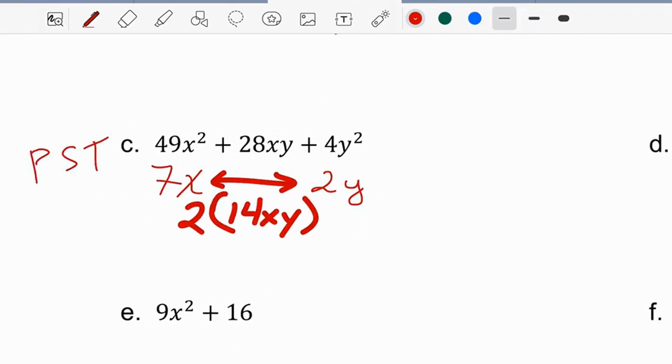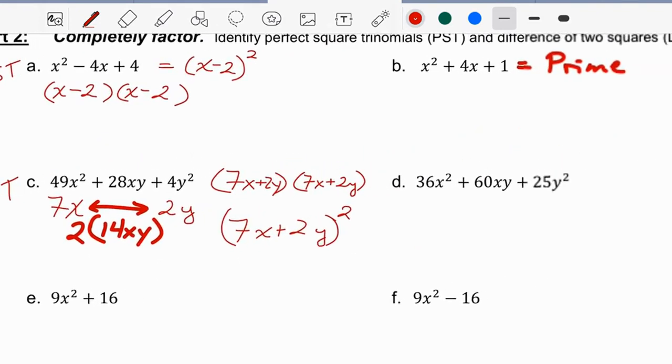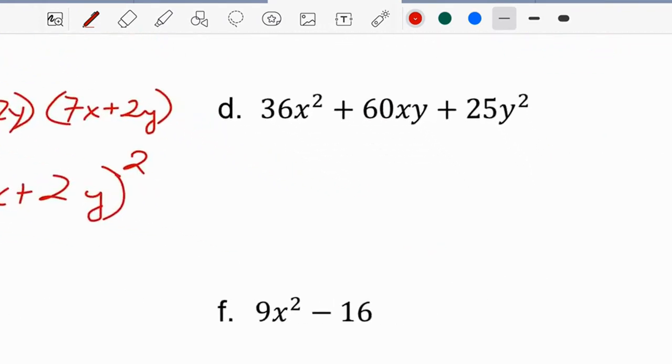You see, what's happening here is this problem has the look. It has the look of a PST. In other words, I can actually factor this problem to be a 7x plus 2y and a 7x plus 2y. Better said, a 7x plus 2y squared. Again, it worked because it was a PST.